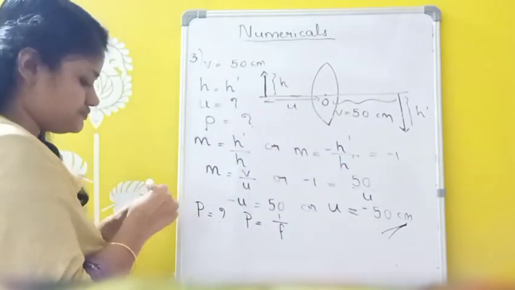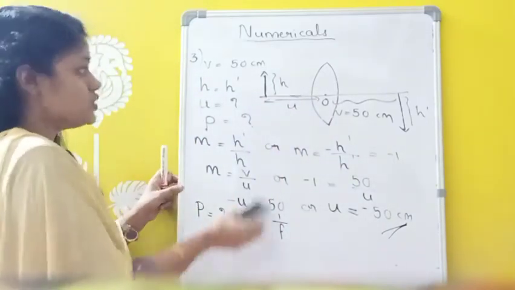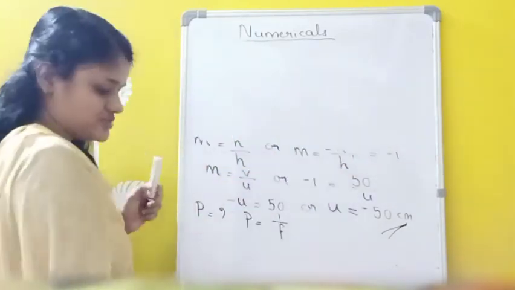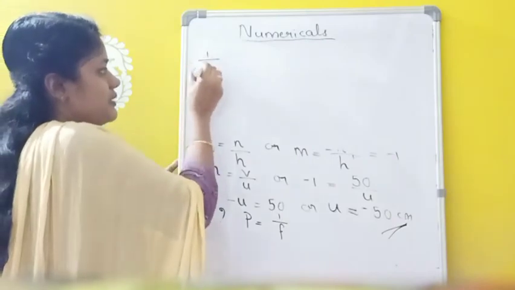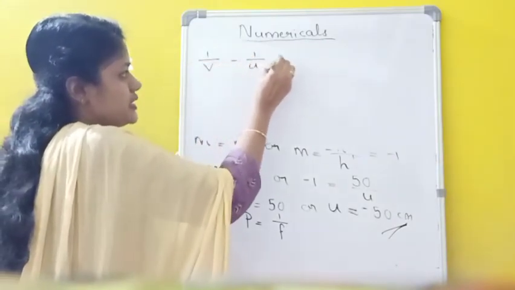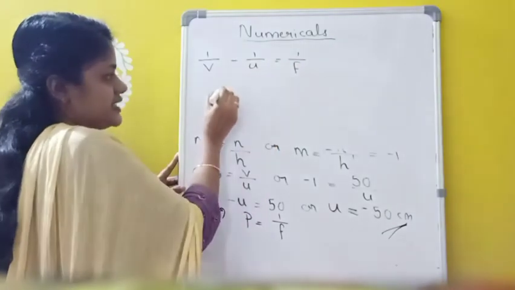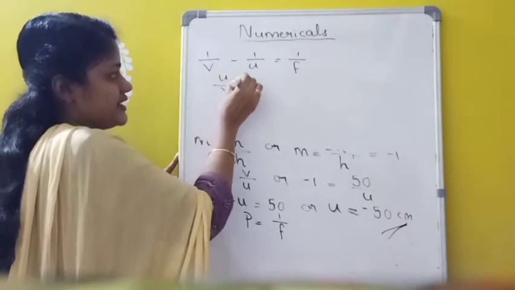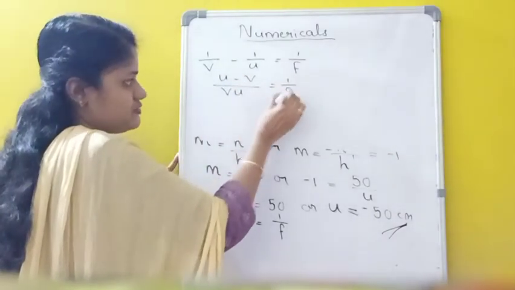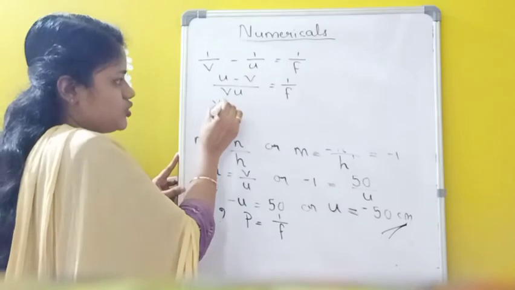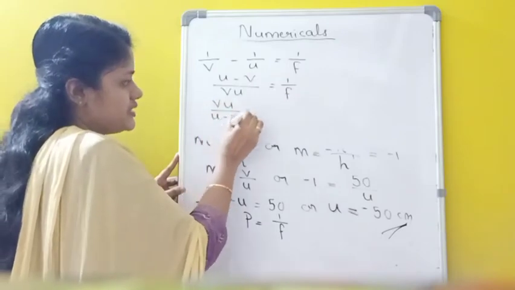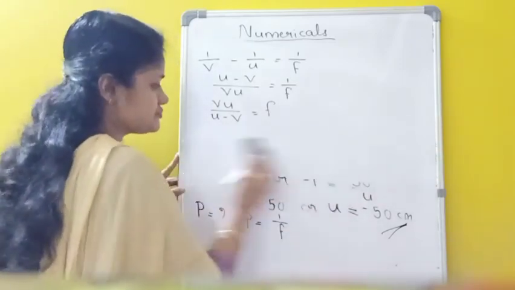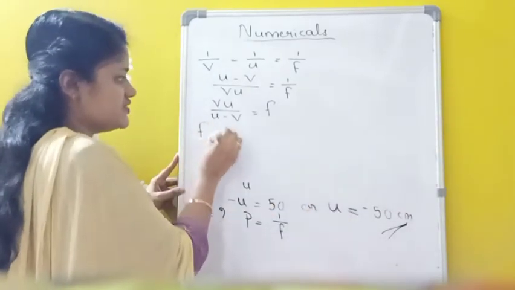Minus 1. Okay. So we have to find which one now? Focal length. So what is the formula? We have to use the lens formula itself: 1 by V minus 1 by U equals 1 by F. So taking LCM here, VU, and multiplying, that is U minus V equals 1 by F. I am taking the reciprocal. What you will get now? VU by U minus V equals F. Okay. That means F equals, what is V value?